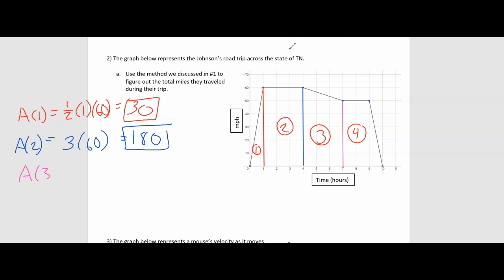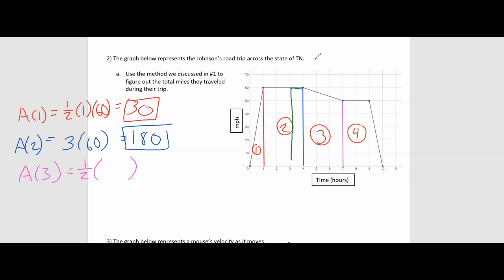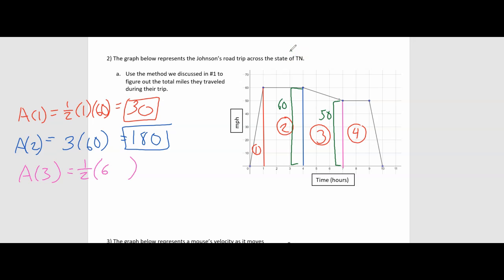Area of number 3, this is a trapezoid, so it's equal to 1/2 times the sum of the bases, being the parallel sides. So if I look at the parallel sides, let me do a different color here. That would be this length right here. So one of them is 60. The other one is just 50. So I have 60 plus 50. And then you have to multiply by the distance between the bases, which in this case would be on the x-axis. So this distance right here, which is 3.